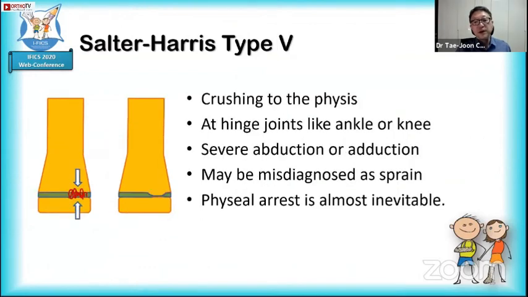Type 5 is caused by crushing, usually at weight-bearing hinge joints like the ankle or knee joint. Severe abduction or adduction force in these joints may cause this type of physeal injury. It may be misdiagnosed as a sprain, because there are no stigmata on X-ray. Physeal arrest is almost inevitable.